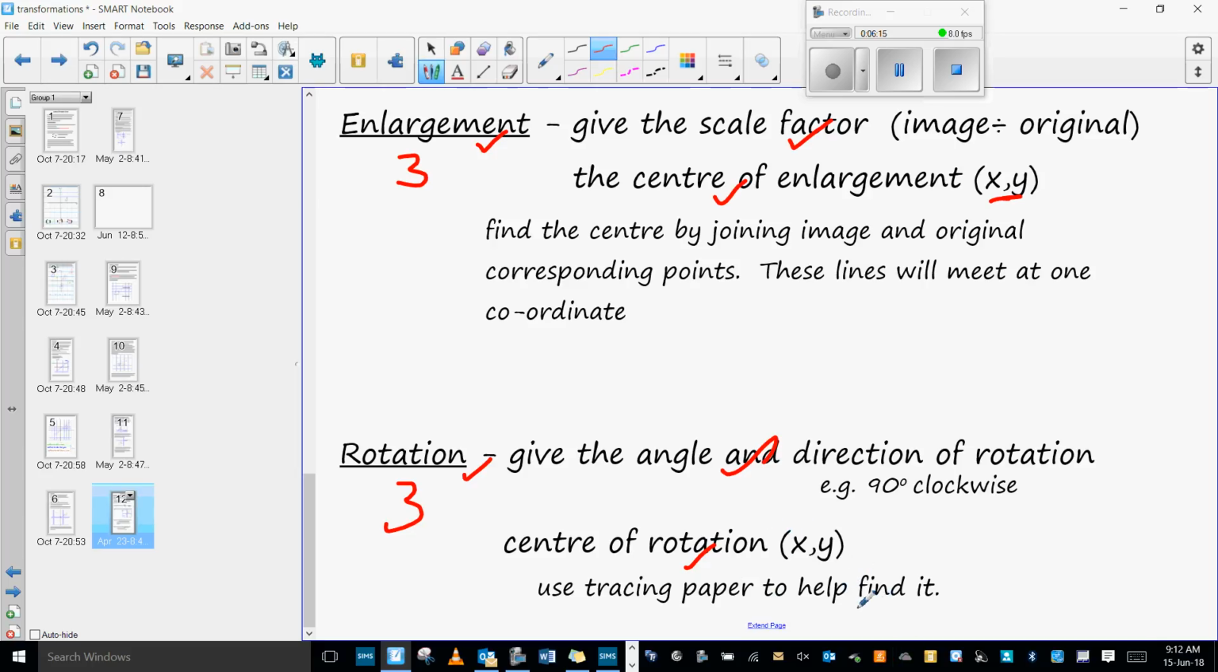So this is the least nice one to do, but don't spend too long doing it because it'll only be worth 1 mark. Okay, so just as long as you've got the fact that it's a rotation and give the angle and direction, there's 2 of your 3 marks. If you're taking too long finding this, it's not worth it. Move on, do something else, and then come back to it. Okay? So I think that's about it for transformations.